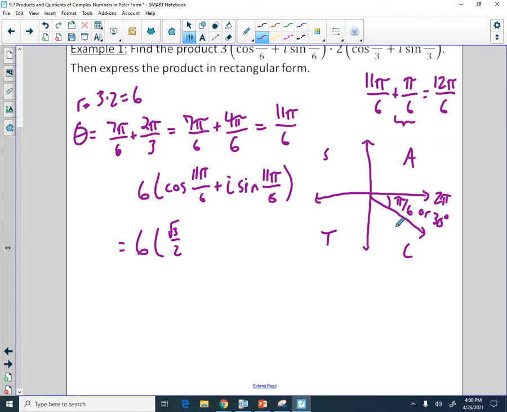And then plus i sine of 11 pi over 6. The sine of 30 degrees is 1/2, but it's negative because by ASTC, sine is not positive in the fourth quadrant, so we're going to get minus 1/2 i. And then we just distribute that 6. 6 divided by 2 is 3, so I'm going to get 3 square root of 3 minus 6 divided by 2 is 3, minus 3i.